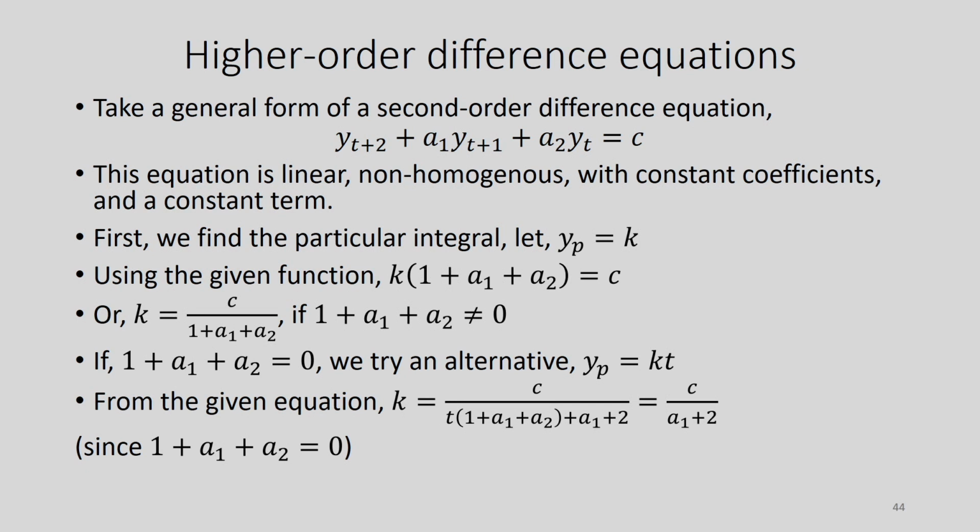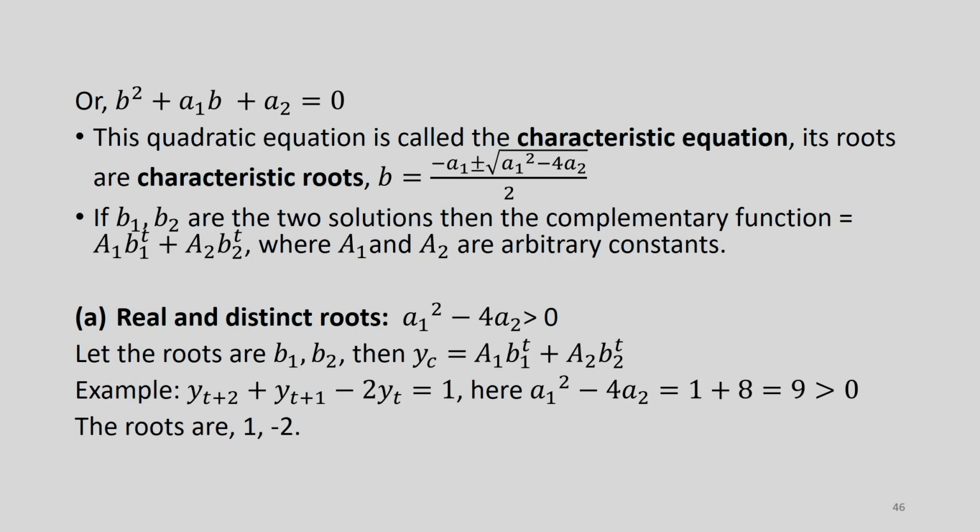As you can see on your screen, this is the general form of a second order difference equation, which is linear, non-homogeneous with constant coefficients, and on the right hand side you have a constant term. So, this is y t plus 2 plus a 1 y t plus 1 plus a 2 y t is equal to small c. And we have seen how to solve this. We have seen that there are three sub cases.